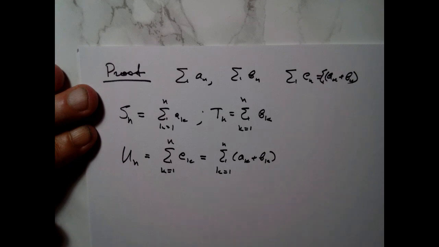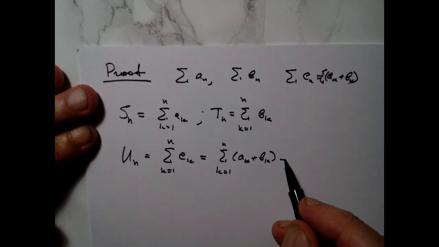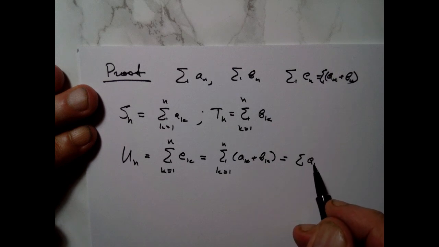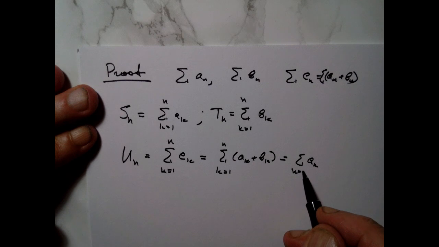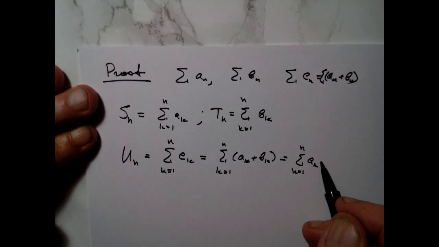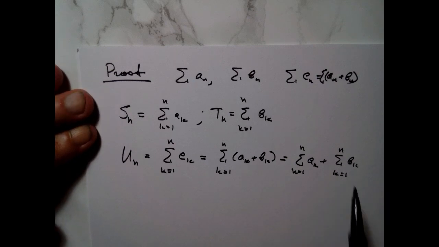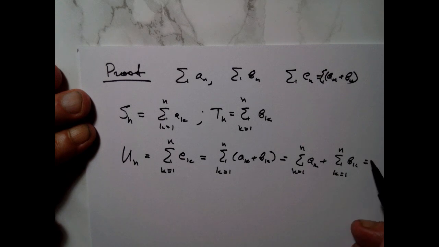This is a finite sum, so now I'm back into high school arithmetic and I can do anything I want with it. This is equal to the sum of Ak, k from 1 to n, plus the sum of Bk, k from 1 to n. This is perfectly legal because now I'm talking about finite sums. And so that is equal to Sn plus Tn.